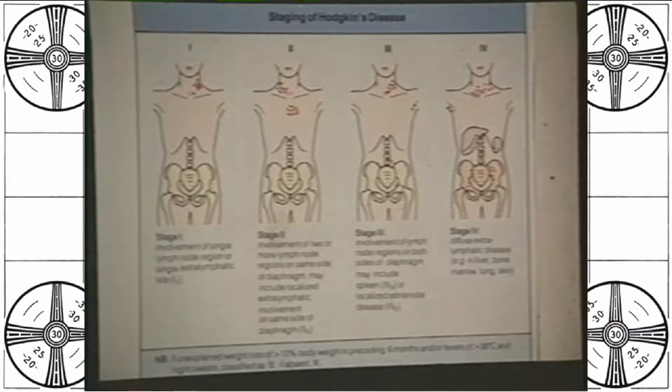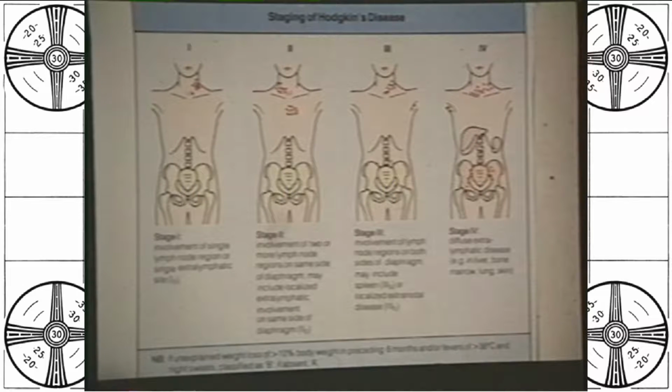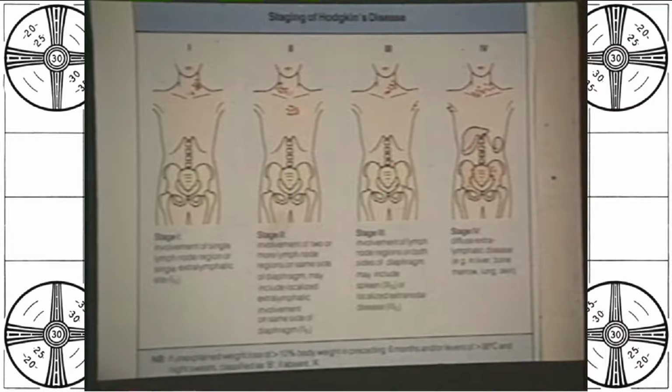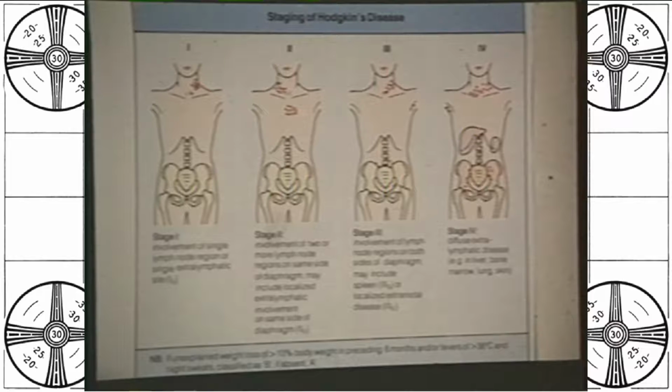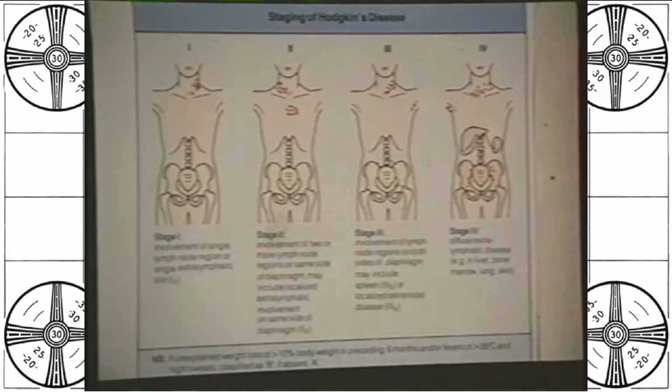So, little quiz here, you have a patient with cervical adenopathy and mediastinal adenopathy. Remember, there are lymph glands in the mediastinum. What stage will that patient be? 2. Okay.